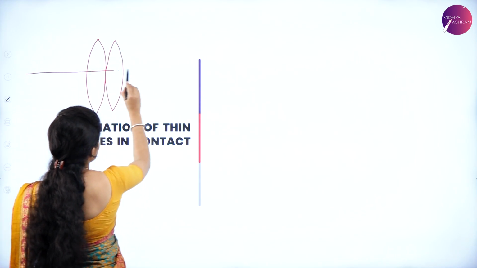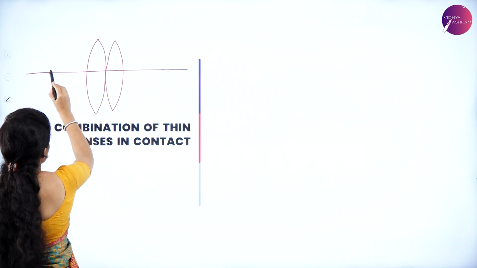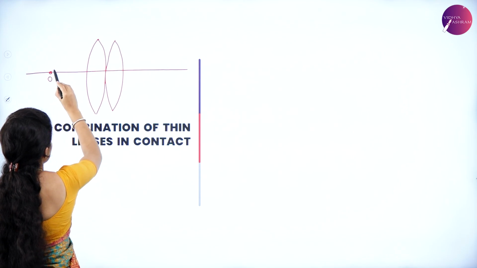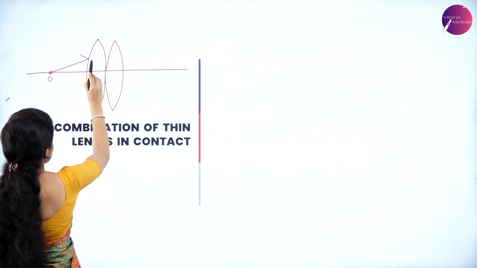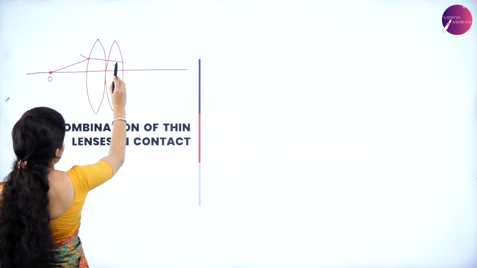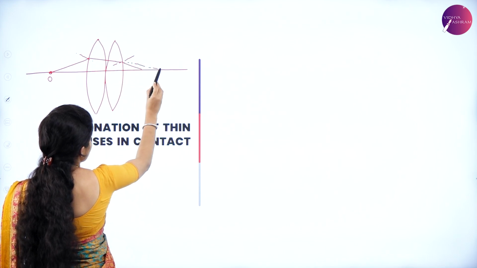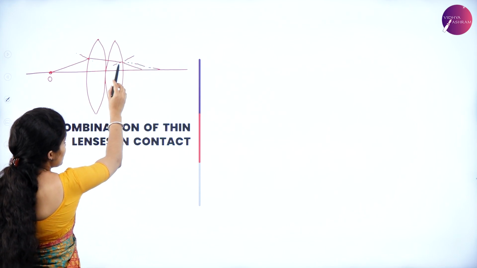There is a principal axis which passes and this is the optic center. There is an object from which the incident light is incident on the surface. Then there is a normal, so it gets deviated. After deviation, again there is one normal and again it gets deviated. The normal which is drawn is from the actual ray.